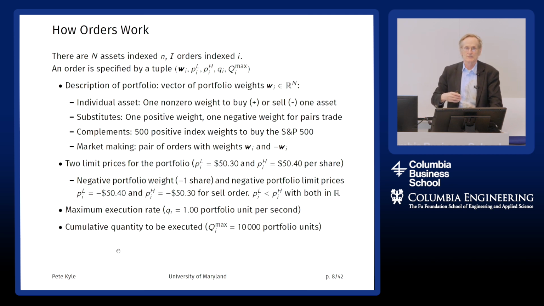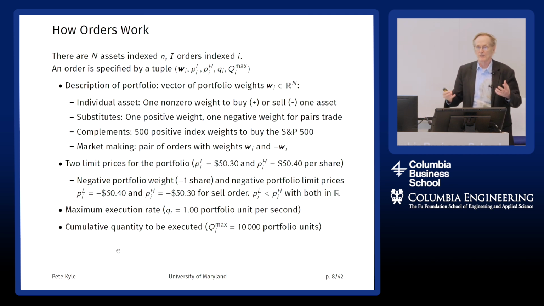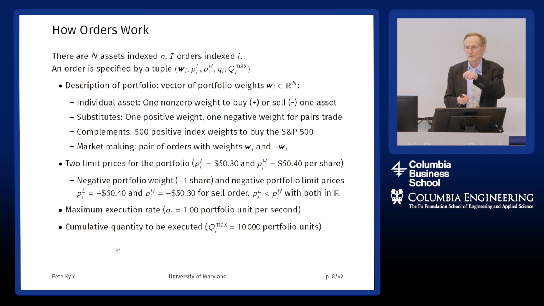You need to specify an upper and a lower limit price for this portfolio. The upper limit price is the price at which, for any higher price, you would buy zero, and you'd buy zero at that price as well. The lower limit price is the price at which you would buy the full quantity that your order wants to buy. Okay, and then in between, you prorate the quantities linearly based on the price of the portfolio.